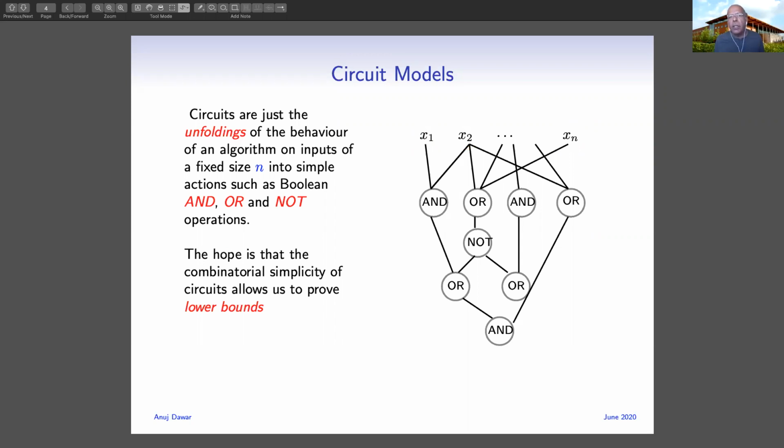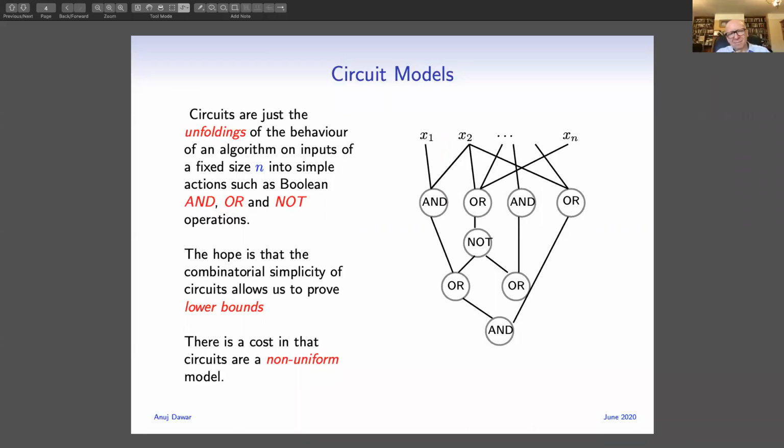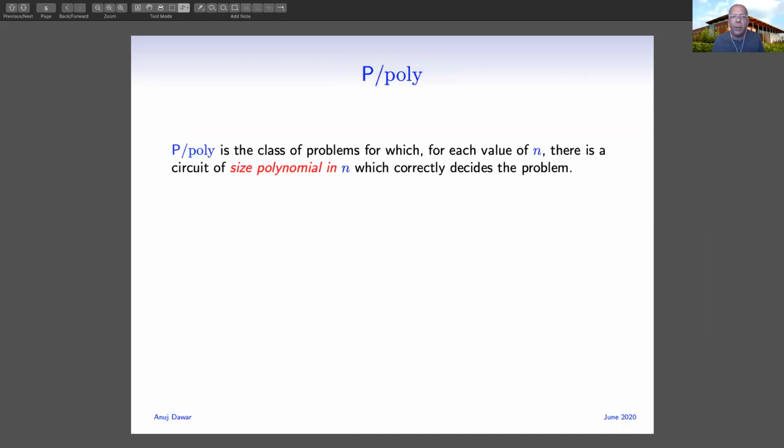The reason for considering circuits is because we're interested in lower bounds, in impossibility results. So the hope is that the combinatorial simplicity of circuits allows us to prove lower bounds. There is a cost in that circuits are a non-uniform model, so we've lost something here. And in the context of P versus NP, I would explain this as follows. Consider those problems for which, for each value of n, there is a circuit of size polynomial in n, which correctly decides the problem. This is usually called the class P/poly, the non-uniform version of polynomial time. The non-uniformity comes from the fact that the different circuits at different sizes might have nothing to do with each other. There's nothing that says they're all generated from the same algorithm.